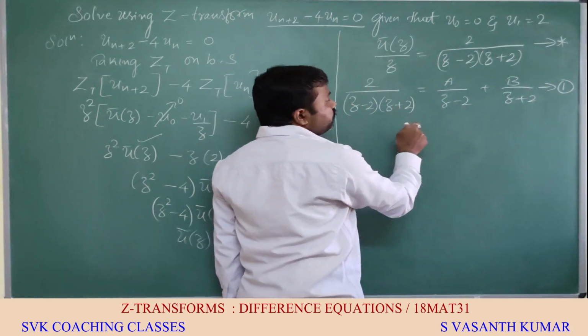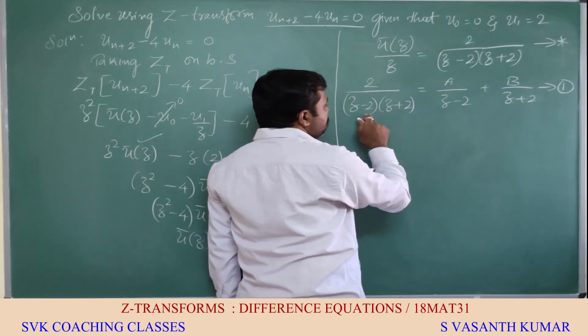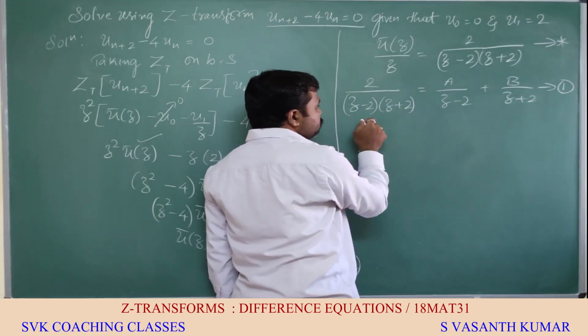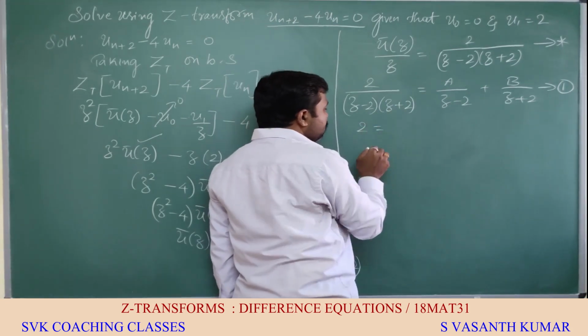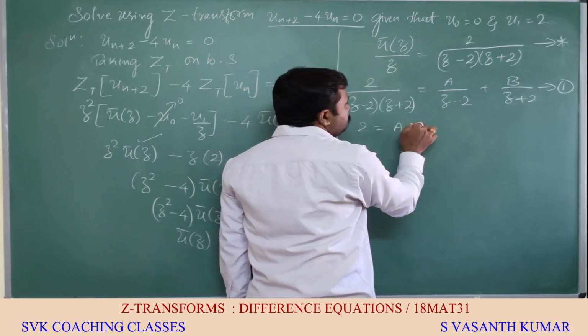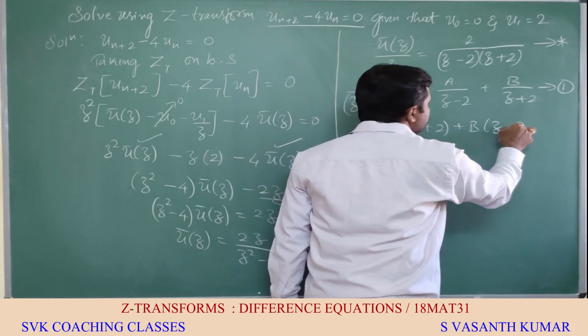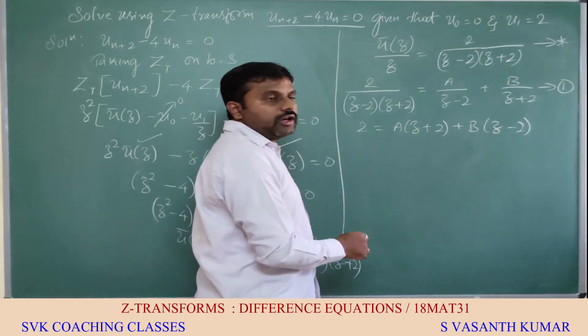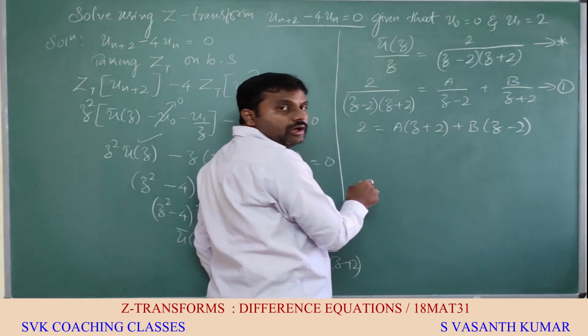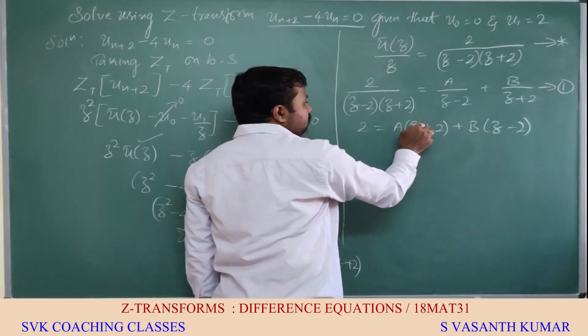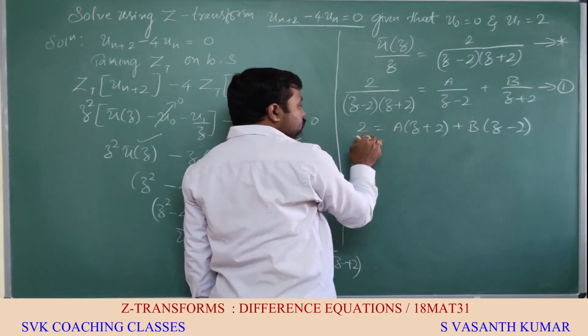After naming that as equation 1, multiply throughout by z minus 2 into z plus 2, and you are going to get 2 equal to a into z plus 2 plus b into z minus 2. Now I require to find the values of a and b. To find the values of a and b, equate these two factors to 0.